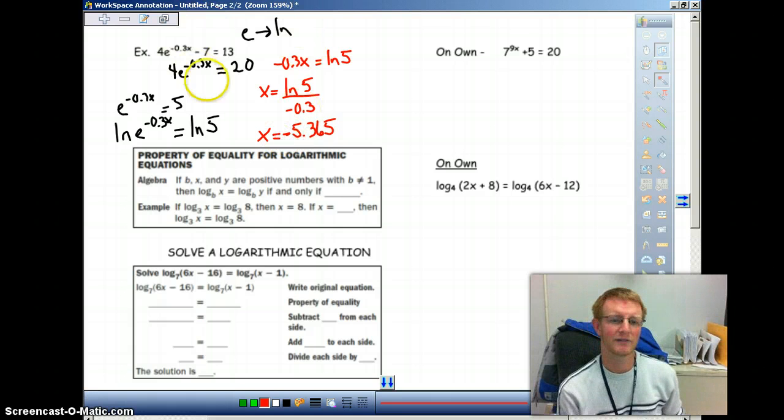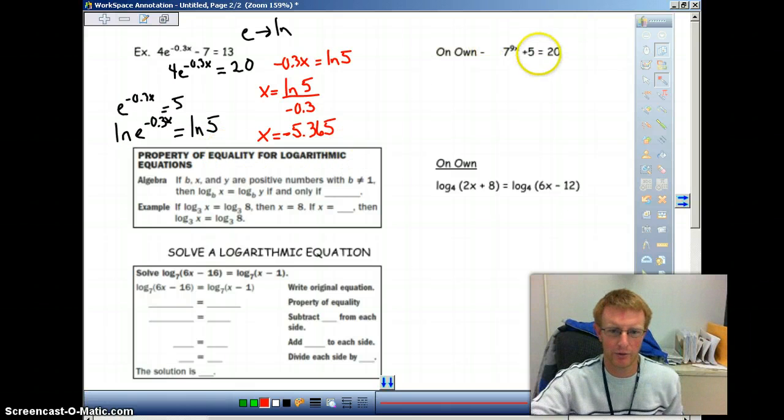And again, it's not any more difficult. You just have to make sure that you get your exponential form all by itself before we start taking logarithms of both sides. Okay, again, try this one on your own. Hit play when you're ready.